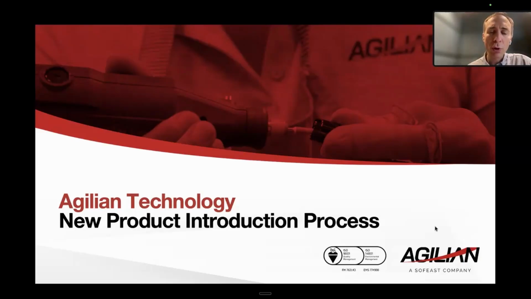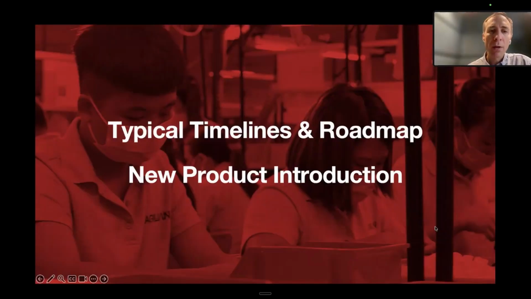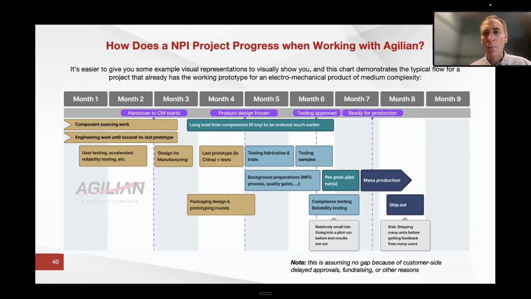I'm going to talk about our new product introduction process and more specifically about the typical timelines from the end of the product design until mass production, and a few notes about how to think of the roadmap for your product. So this is an important slide. This is about the main steps between the end of product design and development and the start of mass production.